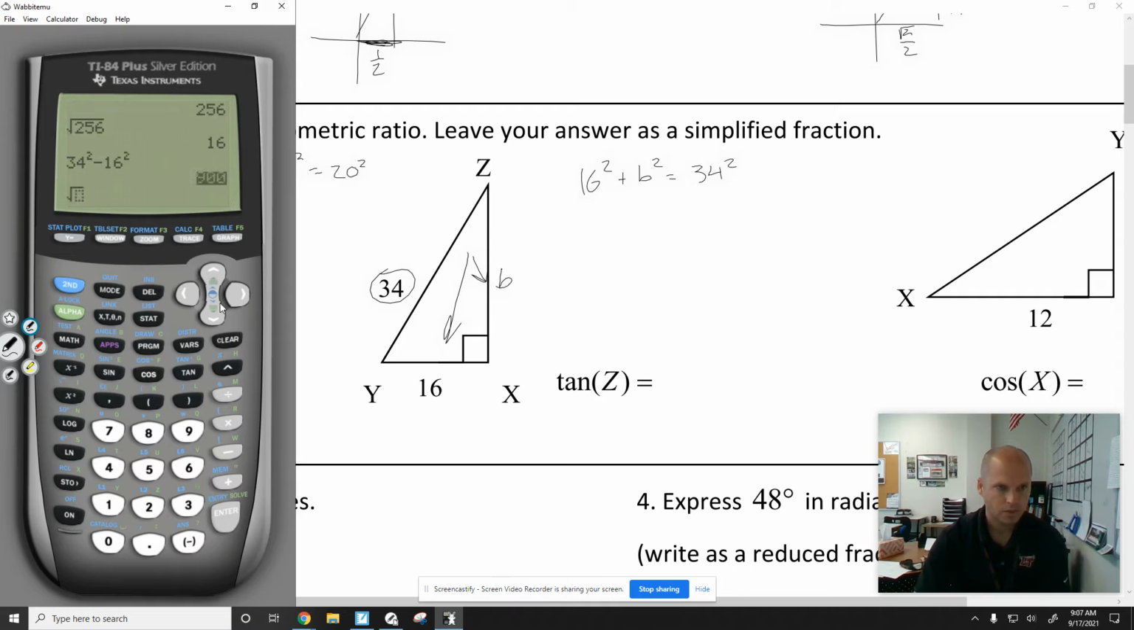Looks like it's going to be 30, right? Cool. So opposite over adjacent. Let's see, divide that by 2, 8/15. Simplified.